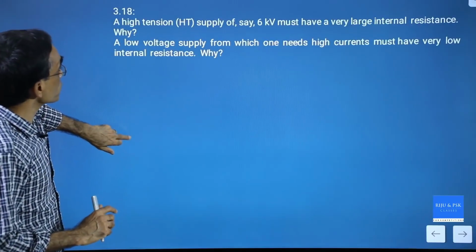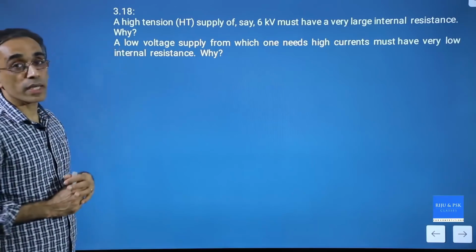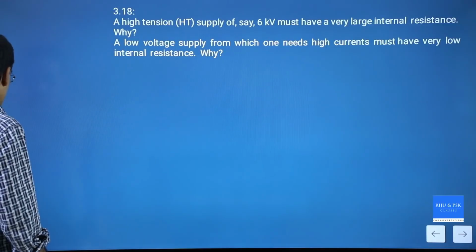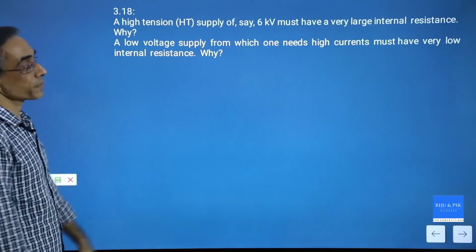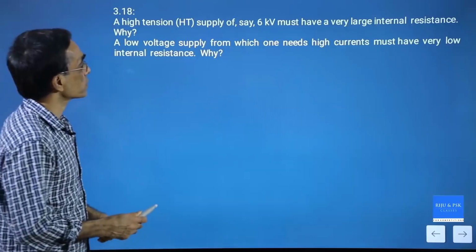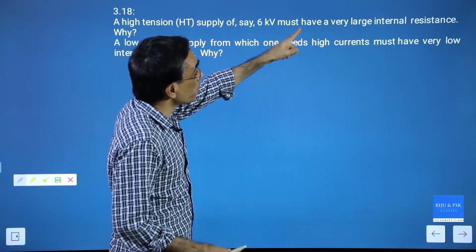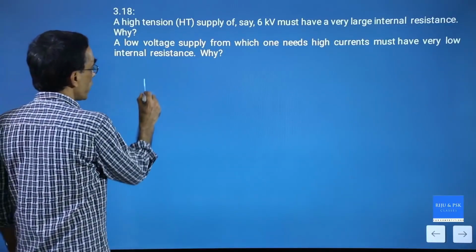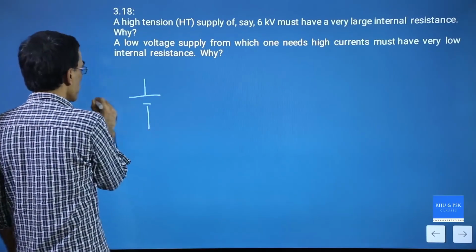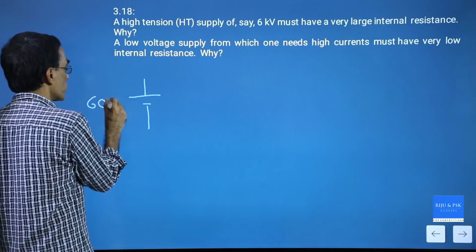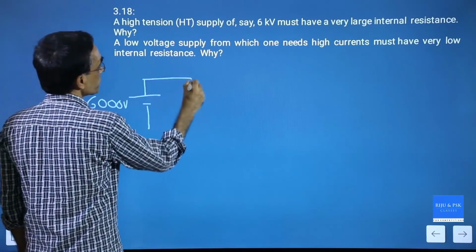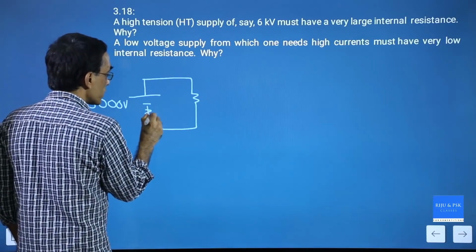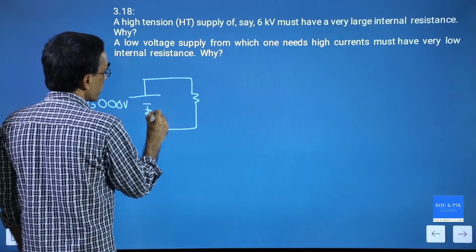And there was one more question, 3.18. It says that a high tension supply. What is the meaning of high tension supply? High tension means high voltage. 6 kilovolt must have a very large internal resistance. Why? Suppose you have a very high voltage cell. I have a 6 kilovolt, which is 6000 volt cell, connected to a circuit, and say that this has an internal resistance of say 10 ohm.